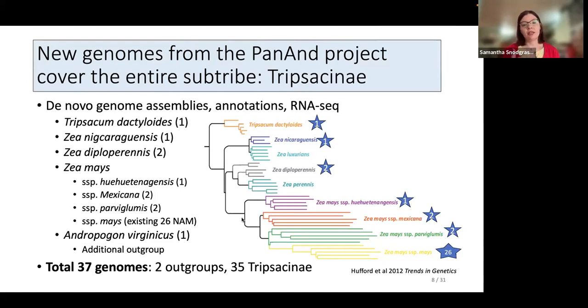In addition to this, the Pan-Am project also assembled Andropogon virginicus, which is another wild grass species that is about as closely related to the Tripsacinae as sorghum, and can be used as an additional outgroup. So in total, we have 37 genomes with our two outgroups and 35 Tripsacinae genomes.